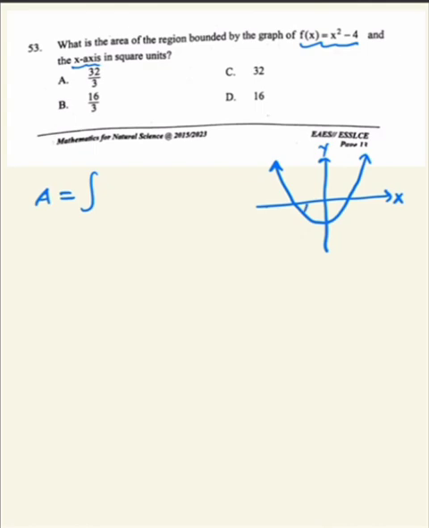What is the area of the region bounded by this graph and the x-axis in square units? We need to know that we can use integration to find area. The area of the region is defined by the integral of something. The graph is an upward parabola with its vertex on the y-axis. The region between the x-axis and the curve is below the x-axis, so we must put a negative before the integral, otherwise our area will come out negative. So the area of the region between the x-axis and the given curve will be the negative of the integral of f of x dx.